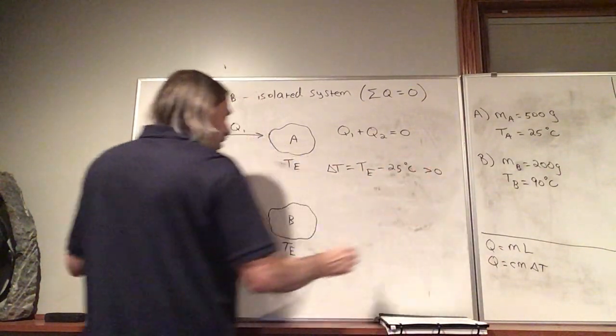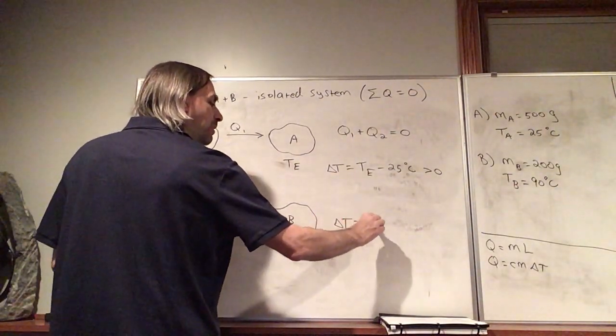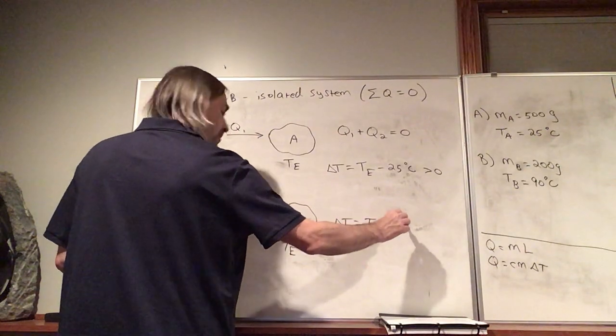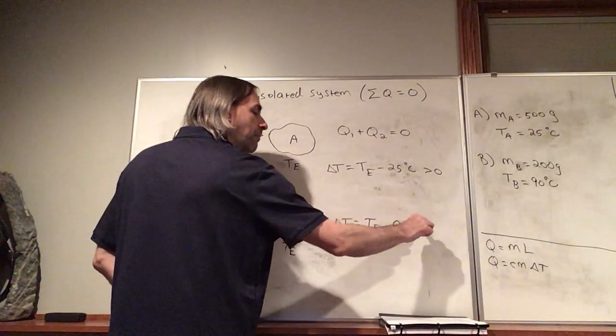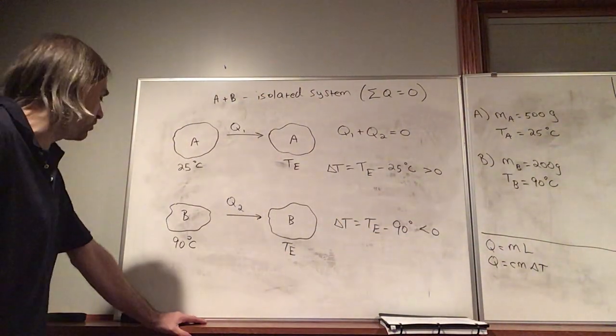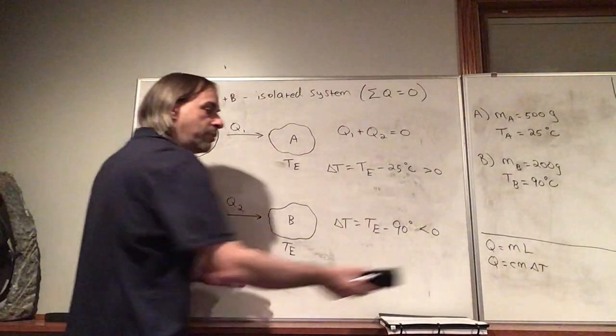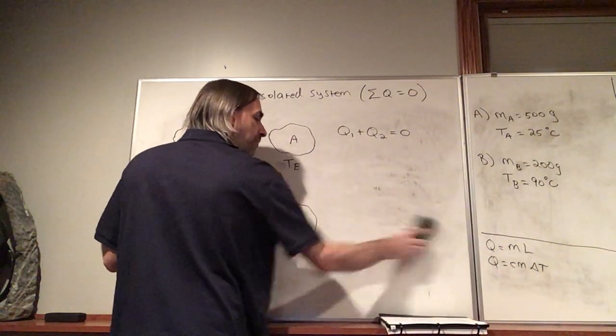So that's greater than 0. Down here, delta T is going to be the equilibrium value minus 90. And we know that this value is going to be less than 90, so that's going to be less than 0. So again, we don't have to really worry about it. It's going to come out naturally if we just plug everything into this equation.